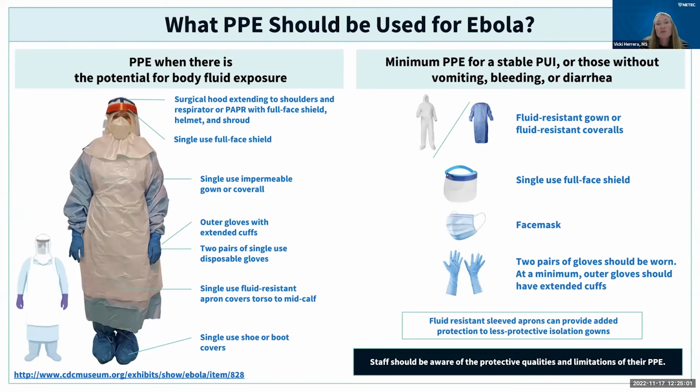So what PPE should you use if you have an Ebola patient? This may vary depending on your facility. There is recommended PPE when there's potential for bodily fluid exposure. And again, keep in mind that if you are the one that needs to go in and collect specimens, this may be your better ensemble. If you are in the laboratory, it may differ a little bit. And given the recent PPE shortages, it may depend on what you have available in your facility. Next slide, please.